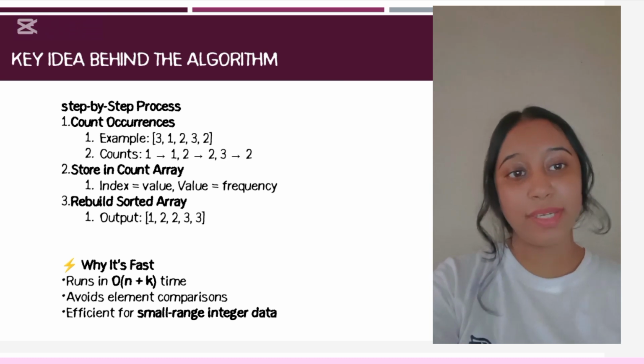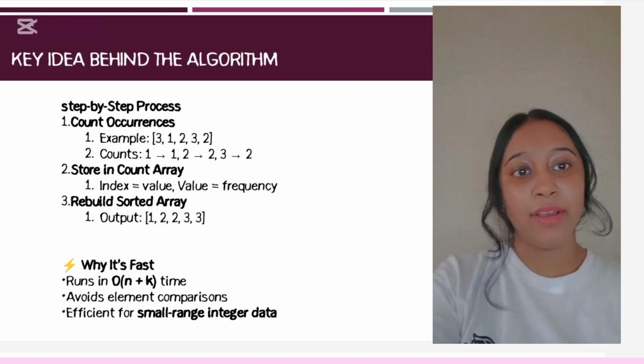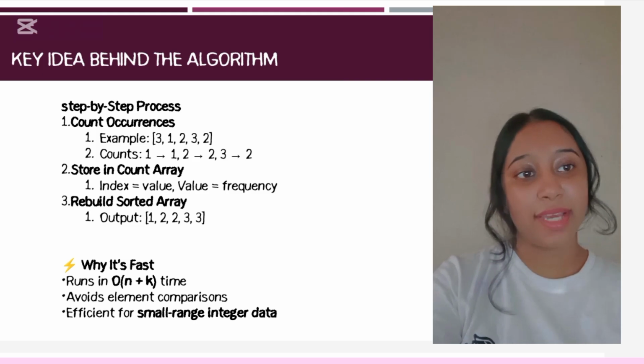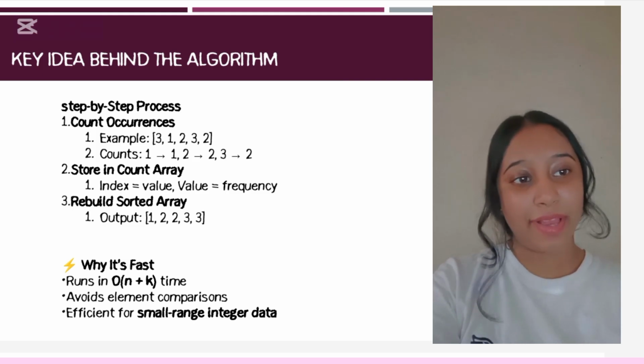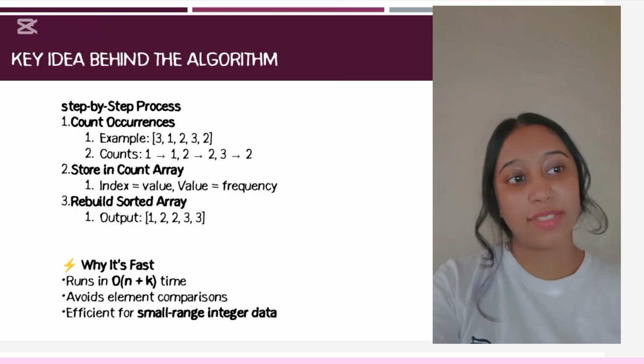Step 2 is to store the counts in an array. We store these counts in a separate array called the count array. Each index represents a value, and the value at that index represents its frequency.